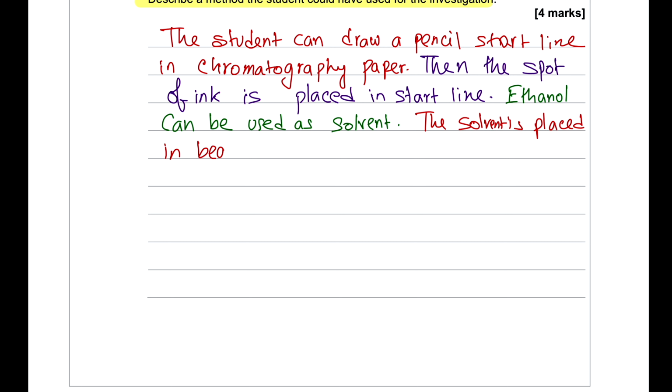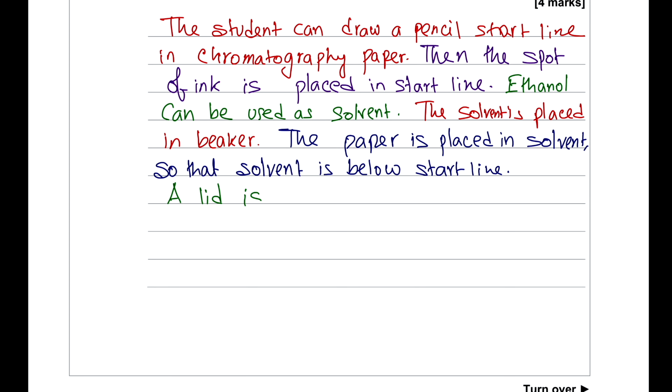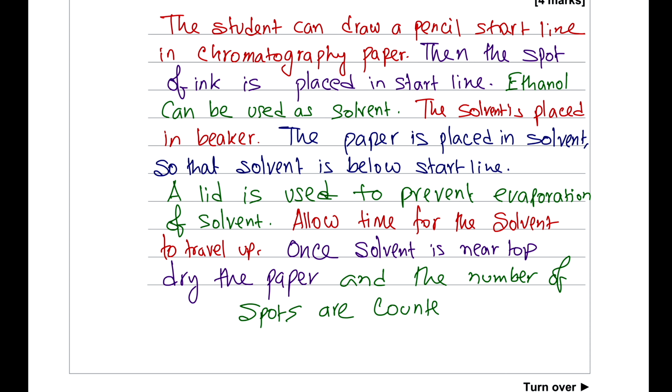We're going to put a lid on so that the solvent does not evaporate. We will allow time for the solvent to travel up the paper until it reaches near the top, but it must not reach the top, because otherwise the experiment will be invalid. Then we will dry it and count the spots to tell how many dyes were present within that particular ink we were testing.